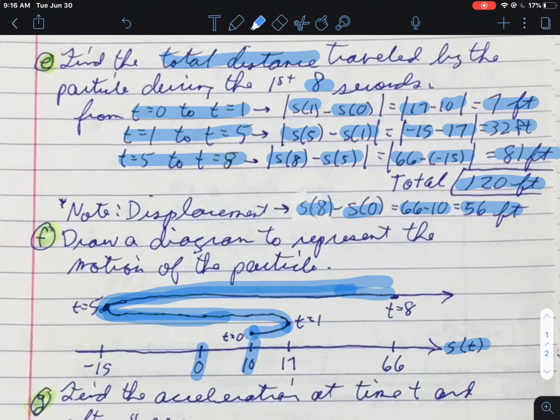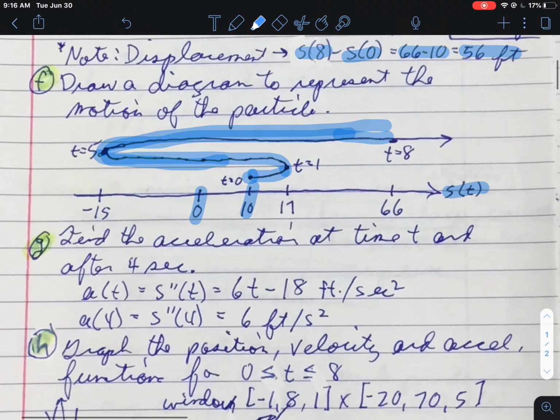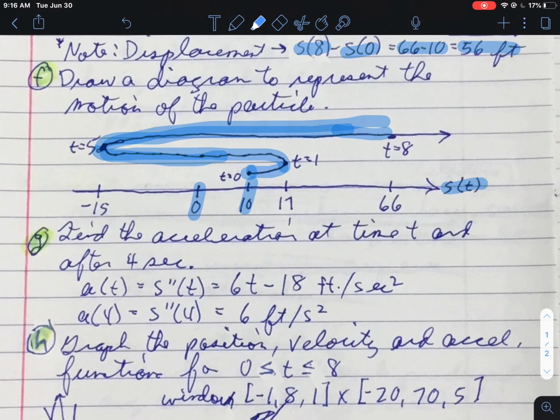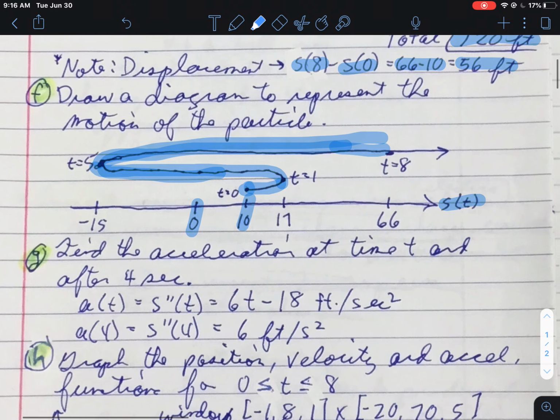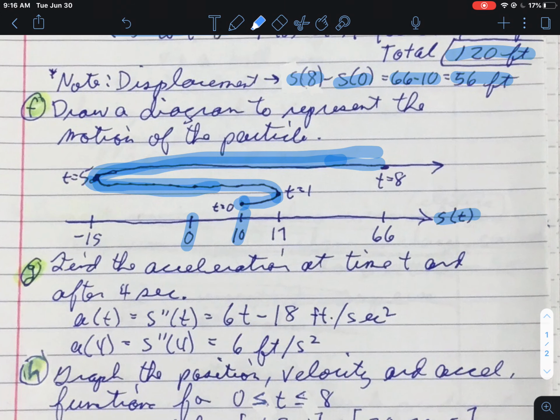Question part G. Find the acceleration at time t and after 4 seconds. So again, that's pretty basic. We've done that kind of thing before, right? So we want our acceleration function, which is the derivative of the velocity or the second derivative of our position function. So our position function is s of t, our velocity was the derivative s prime, and our acceleration is the second derivative s double prime. So I find our second derivative, I get 6t minus 18.